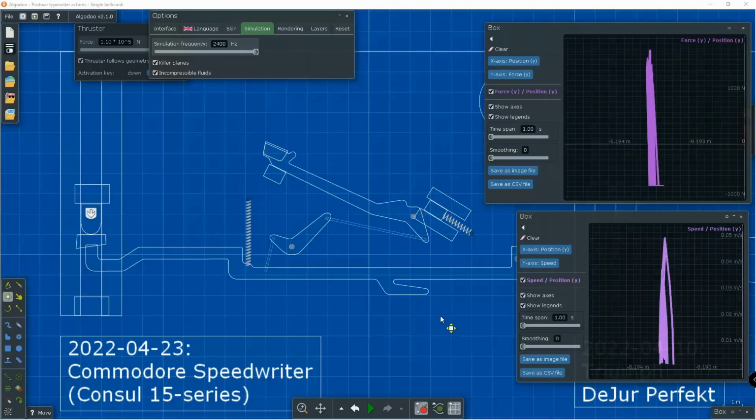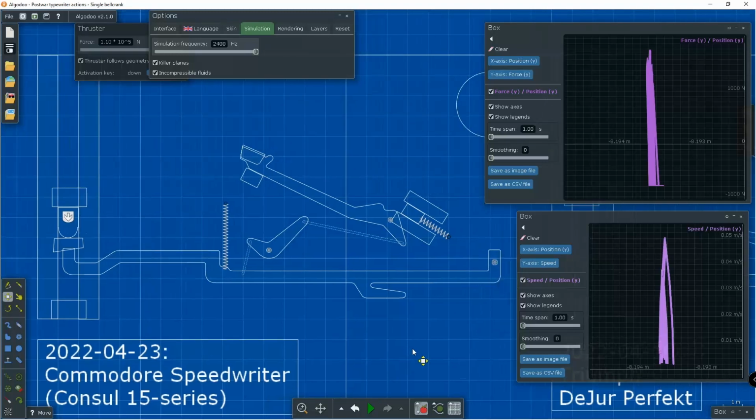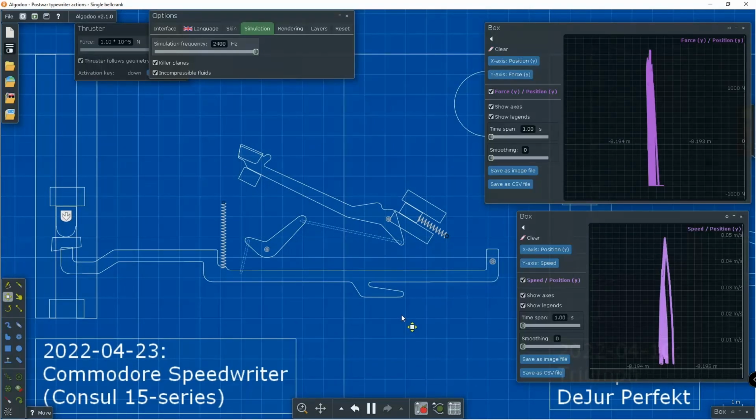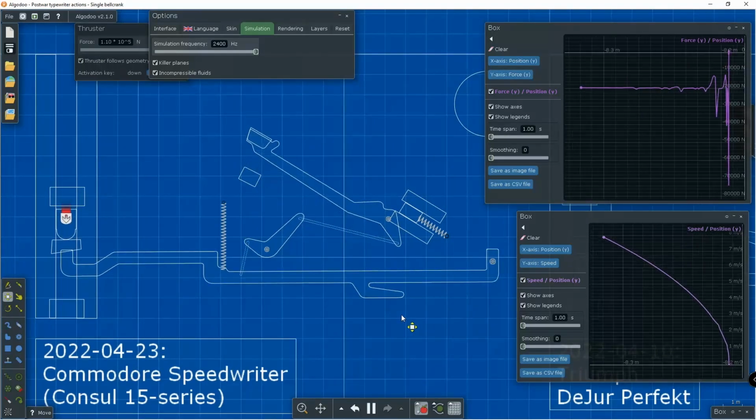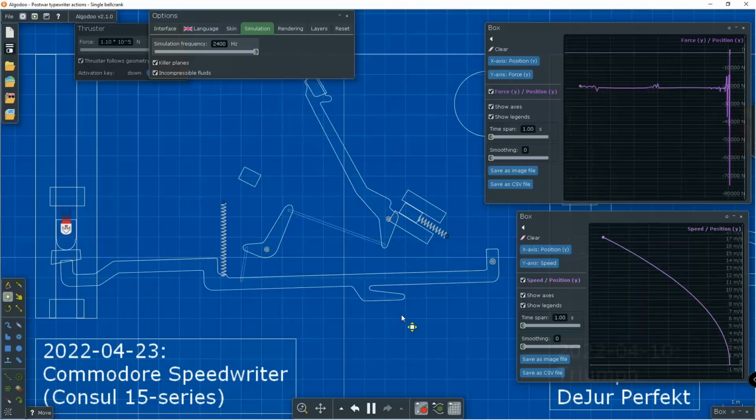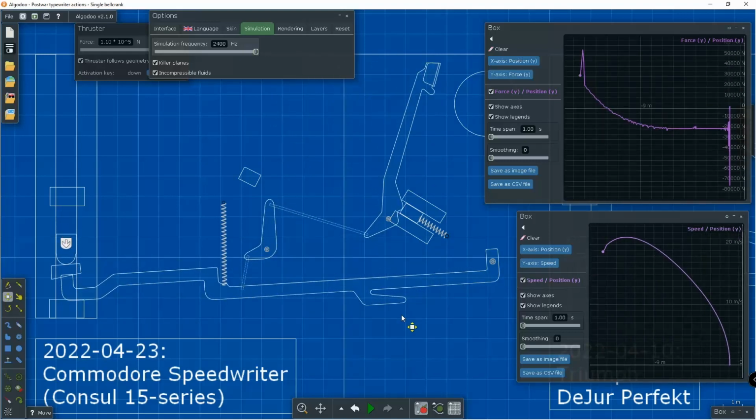Then we have the Commodore Speedwriter, or earlier Consul 15 series portable type action. And again, I'd already shown you in the previous video that this is a true example of a constant force at the start, but instead of it decreasing increasingly, as in the incorrect interpretation, it's actually supposed to be increasingly increasing near the end.